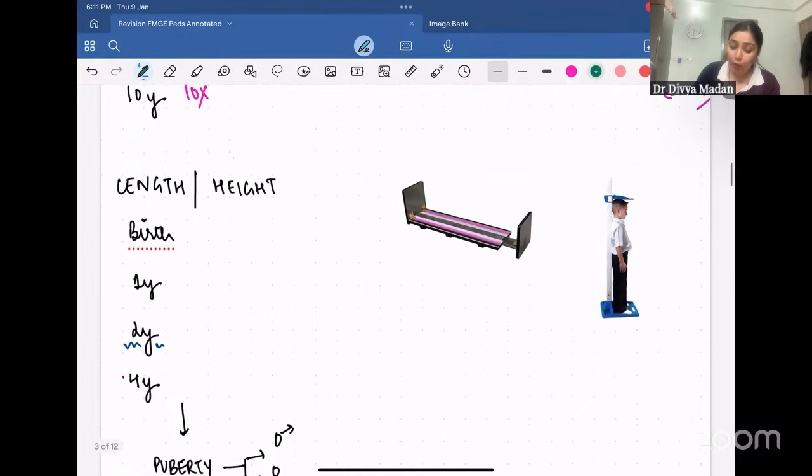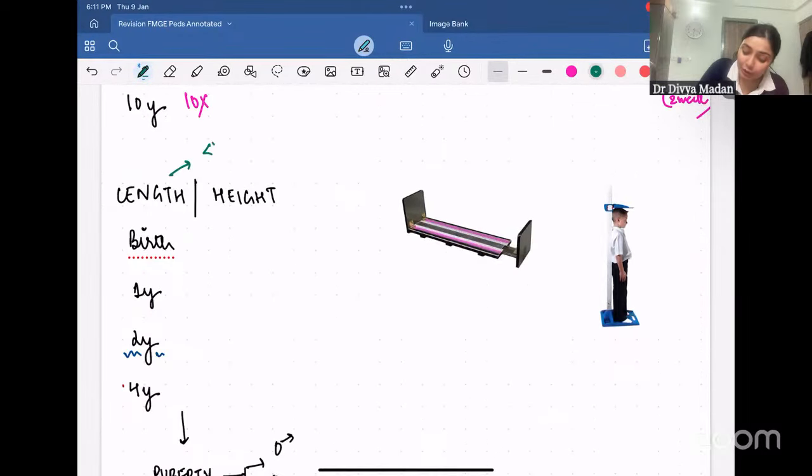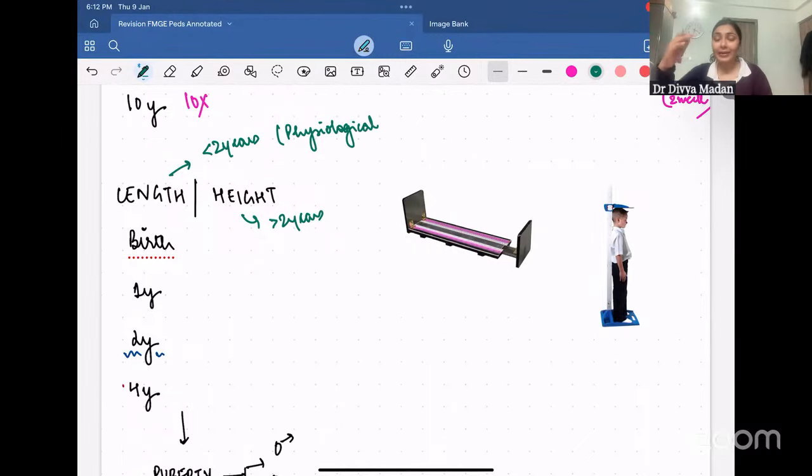Length we are going to use up till 2 years of age, and height thereafter, after 2 years of age, right? Why are we making a child under 2 years lie down and then measure the length? Because of the physiological bowing of legs, right? If we make this child stand up and measure, we can get a falsely low height, because there is physiological bowing of legs.